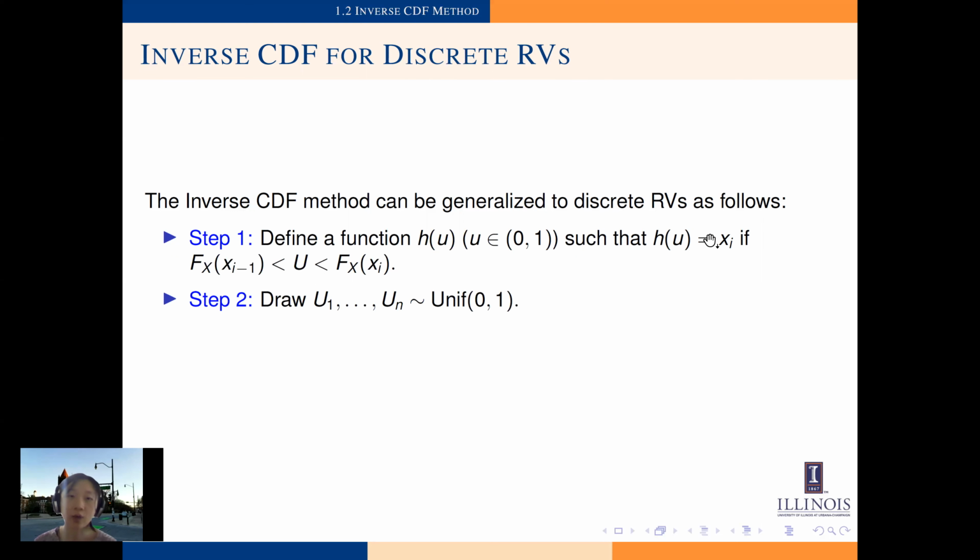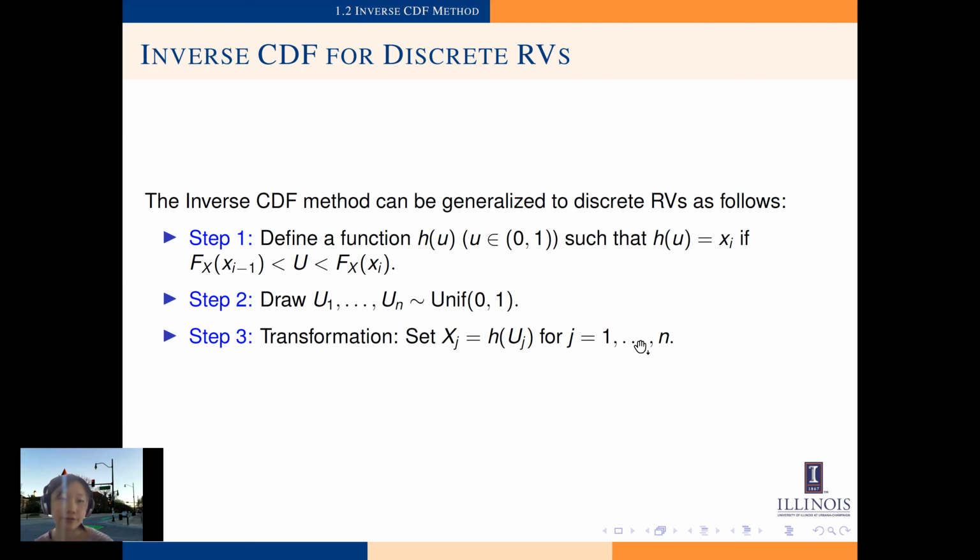Steps 2 and 3 are quite similar to before. So in step 2, we want to draw random uniform samples from 0 to 1. And then in step 3, we perform the transformation. We set the jth x equal to h applied to u_j for each of the possible j's between 1 to n, where n is the number of samples we want to draw.